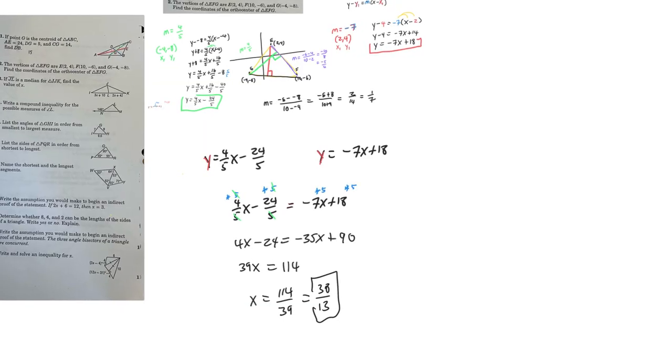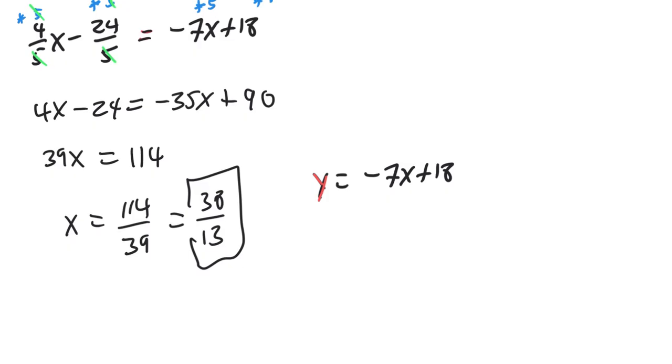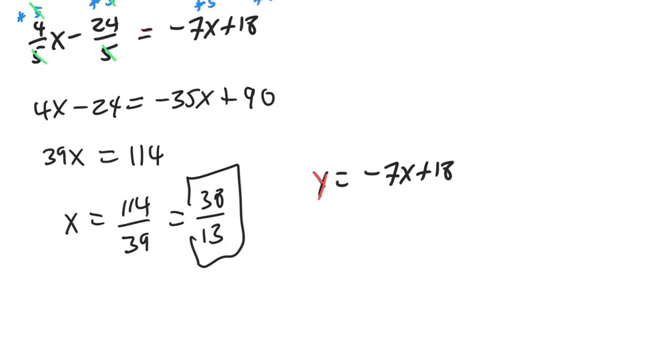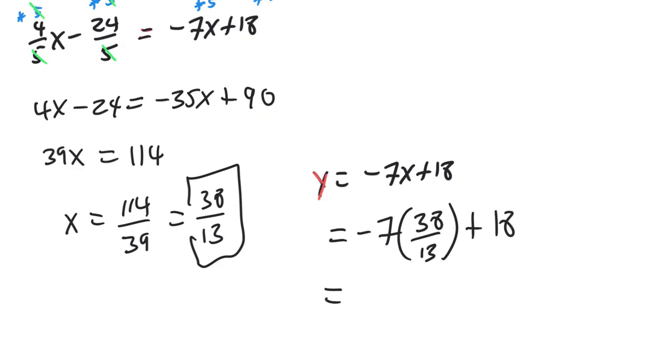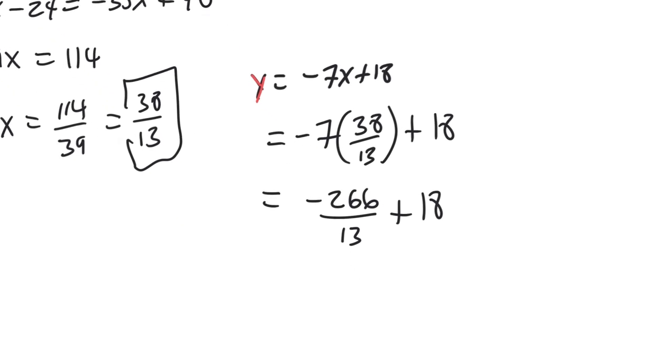Now, in order to find the y-coordinate of the orthocenter, you then have to pick one of these two equations. It doesn't matter which one. I'm going to pick this one because it looks nicer. And we are going to plug in 38 over 13 for x. So this becomes negative 7 times 38 over 13 plus 18. Negative 7 times 38 is negative 266, and that's all over 13 plus 18.